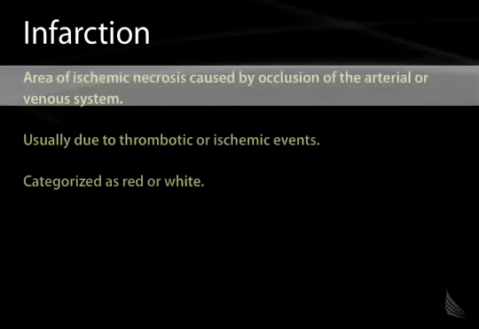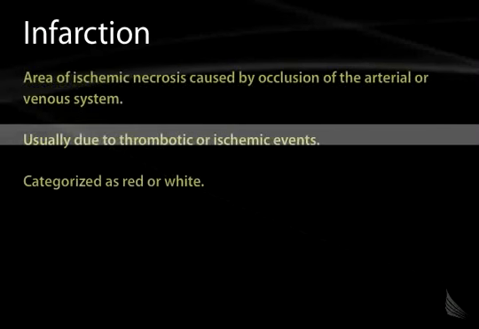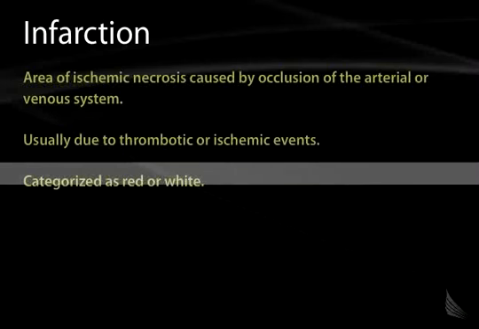Now, one of the sequelae, perhaps the major and most serious sequelae of thrombotic and embolic events is, of course, the development of infarcts. Infarcts simply refer to areas of ischemic necrosis caused by occlusion of either the arterial or possibly the venous system. Again, these are generally due to thrombotic or embolic events, and they can be categorized as red or white infarcts.